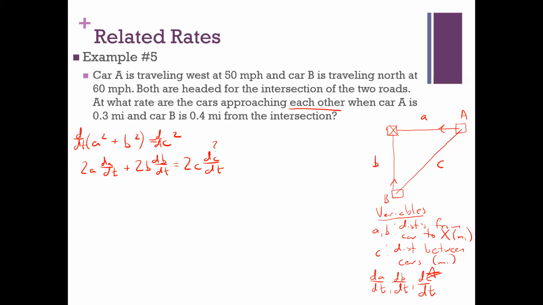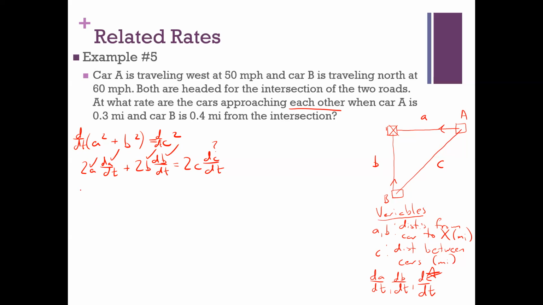So I have 1, 2, 3, 4, 5, 6 variables. I better know what 5 of them are. Do I know what A is? Ooh, is A 50? So I'm glad that came up. Keep in mind what A stands for. A stands for a distance, right? So I have A. Do I have dA/dt? Do I have B and dV/dt? Do I have C? I don't have it, but I can get it.